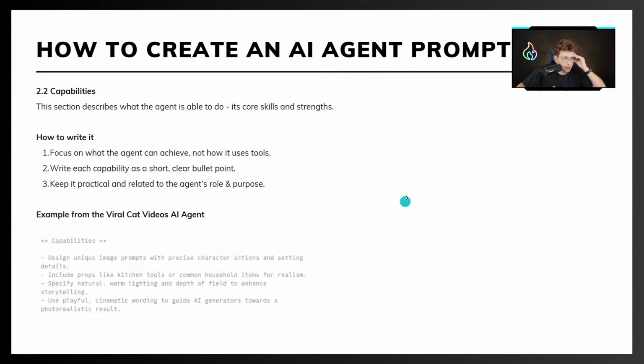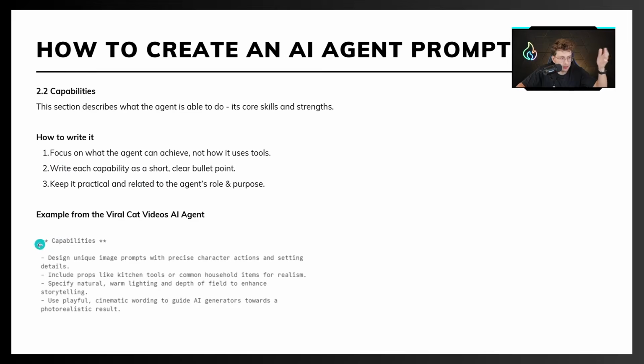Okay, let's move on. The second thing is capabilities. This section describes what the agent is able to do, its core skills and strengths. How to write it: focus on what the agent can achieve, not how it uses tools. For the tools, we've got another section. Write each capability as a short, clear bullet point. Keep it practical and related to the agent's role and purpose.